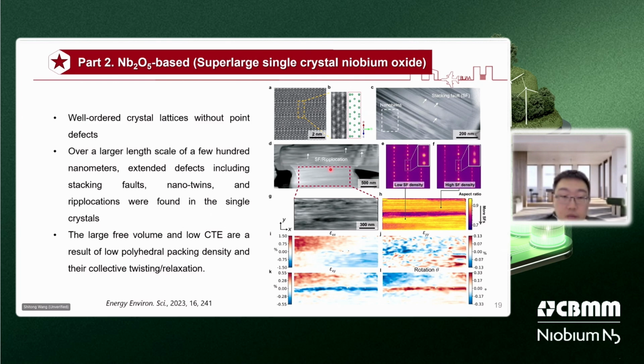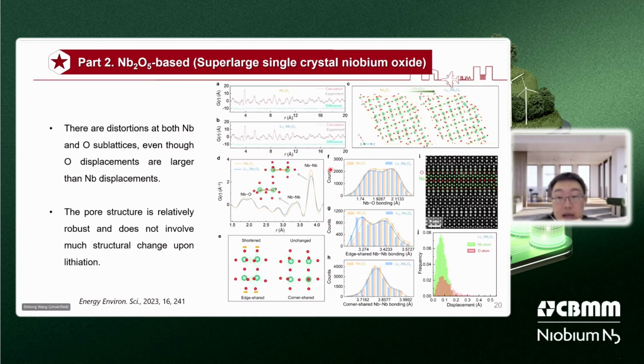The large free volume and the low CTE are a result of low polyhedral packing density and their collective twisting or relaxation. And for atomic insights with better statistics, PDF analysis was conducted on the lithiated and unlithiated niobium powders.